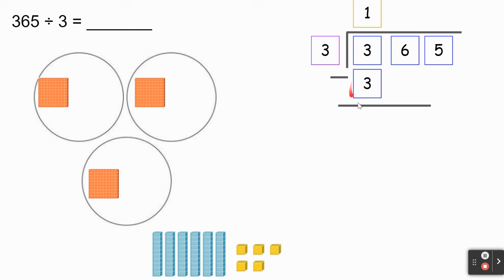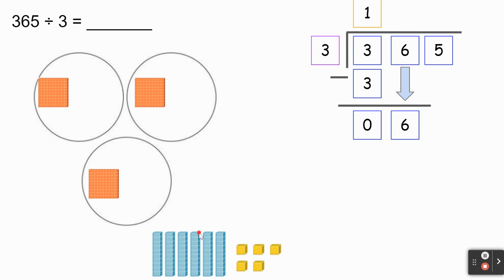We're subtracting 3 because we've used a total of 1, 2, 3 flats. When we subtract, we see that there are 0 flats left to share, and we can see that here. There are no flats left to share. We can now go ahead and share the rods. We can see that we have a total of 6 rods to share. We can represent that here by bringing down our next digit, which is the 6. This shows that we have 6 tens, or 6 rods to share.